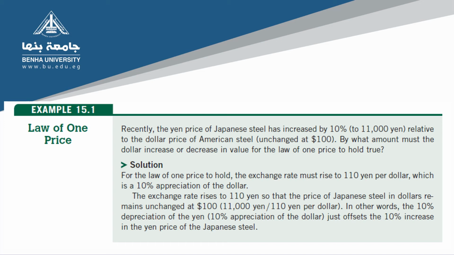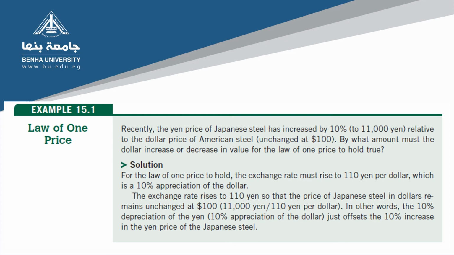Look at the example to explain the law of one price. Recently, the yen price of Japanese steel has increased by 10% to 11,000 yen, relative to the dollar price of American steel, unchanged of course, at $100. Now, by what amount must the dollar increase or decrease in value for the law of one price to hold true?